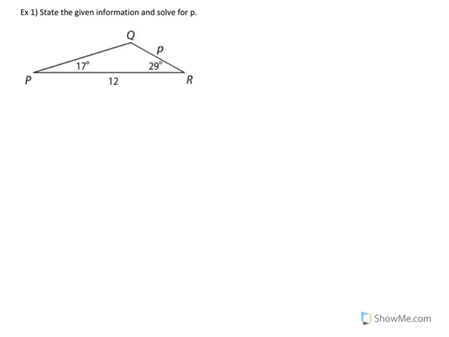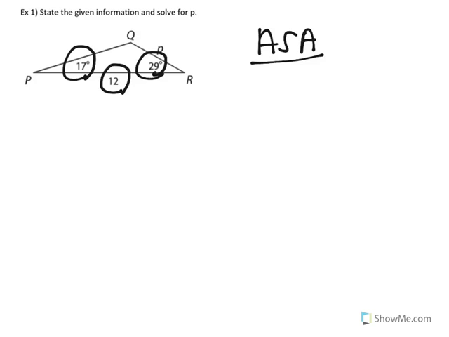So the first example says state the given information. This is where I want you to state angle, side, angle, or angle, angle, side, and solve for P. That way, when we go to do law of cosines and I ask for the given information, you've already mastered it. So what do we have? We have an angle of 17 degrees, a side of 12 in between, and then an angle of 29 degrees. So this is an angle, side, angle setup. Since it's angle, side, angle, we know we can use law of sines.